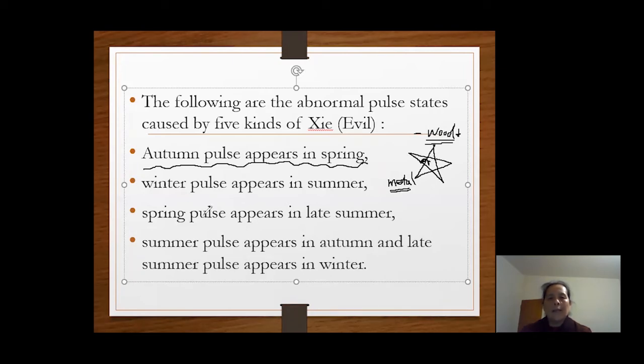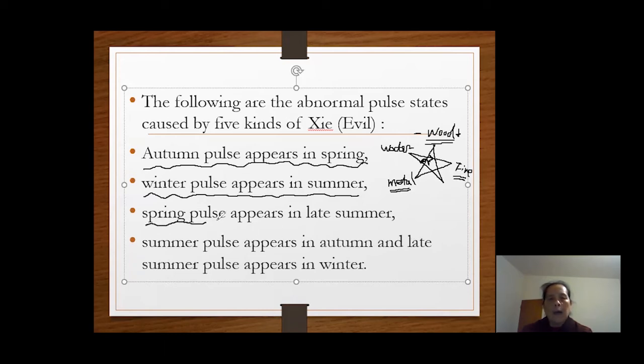And then another condition: the winter pulse appears in the summer. Summer is the fire. Winter is the water. The relationship is still control. Yeah, still a control relationship. So it still means overcontrol or a severe kind of difference.